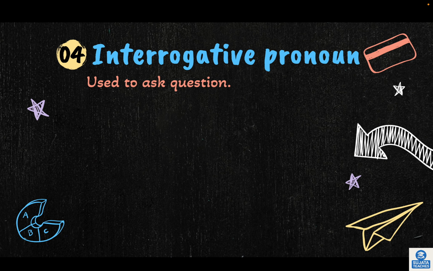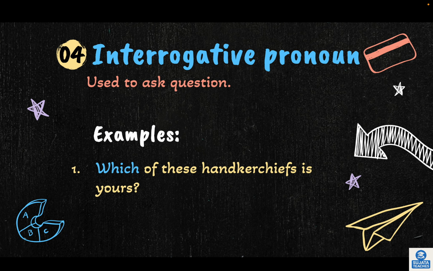Next is interrogative pronoun, used to ask a question, and that sentence ends with a question mark. Here are some examples. Which of these handkerchiefs is yours? So the word which helps you to ask a question, it is an interrogative pronoun. Whom did you yell at? So the word whom is an interrogative pronoun as it helps you to ask a question.